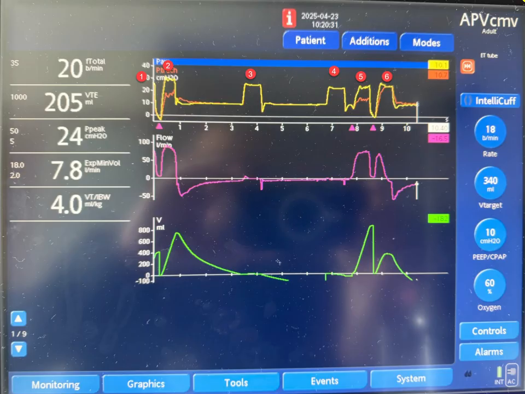He can get a larger target volume. So we have 6 breaths here. Let's explain one by one. We see the end of the inspiration of the first one here. Pressure goes down, inspiratory flow goes down, and we have a tidal volume of 400.